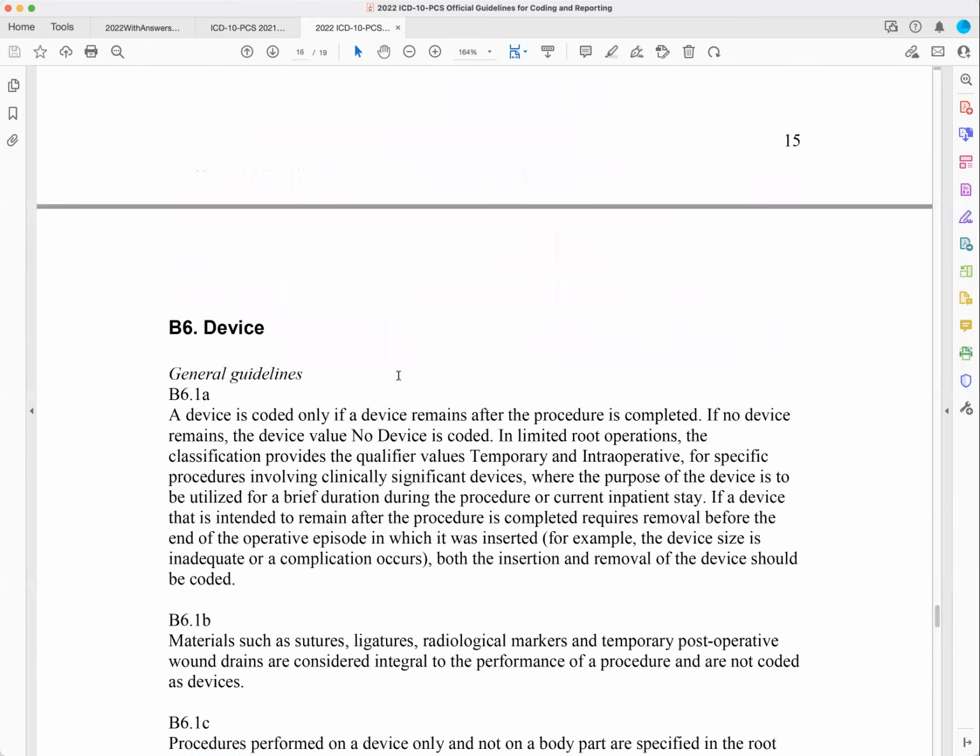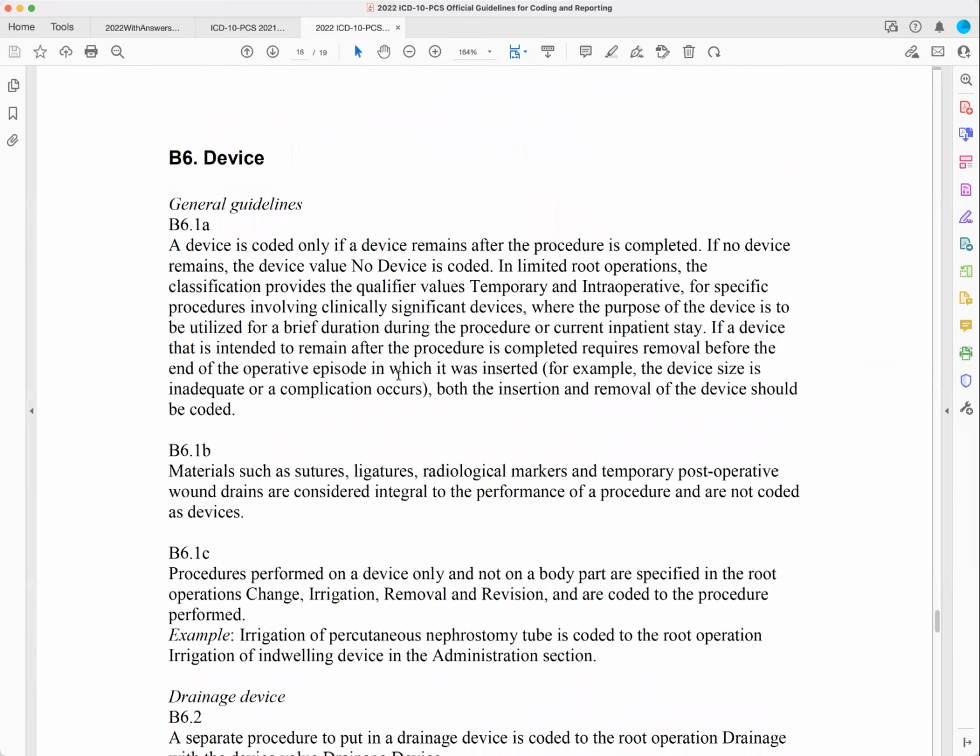We have some device guidelines. One thing that I want to point out here is that you only code a device if it remains after the procedure is completed. So it tells you that if the device remains after the procedure is completed. So we're not talking about materials such as sutures, ligatures, radiological markers, and temporary post-op wound drains. Those are considered integral to the procedure and they are not coded separately as a device. So you would not select a device value when you got to your character for device. So this is the guideline that tells you such.